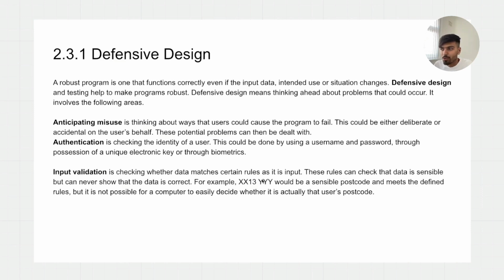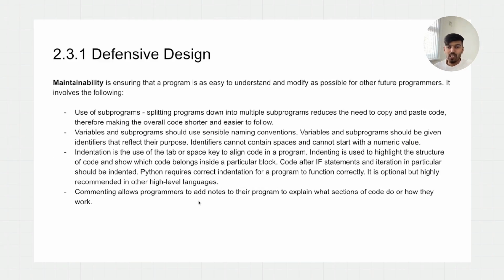For example, this postcode might seem normal, but it's not actually a proper postcode, so you need to check. Maintainability means how can you maintain the piece of code? When you're not here and someone else looks at the code, will they know what it's about? That's what we're basically talking about when we refer to maintainability.